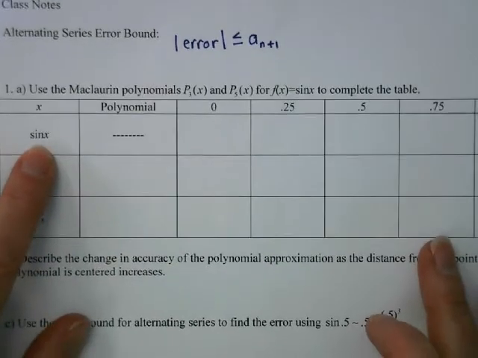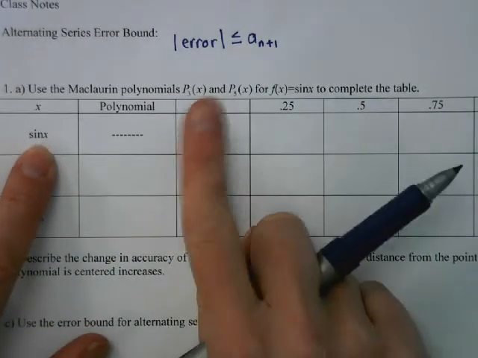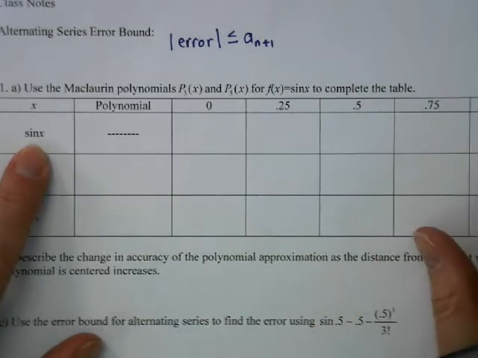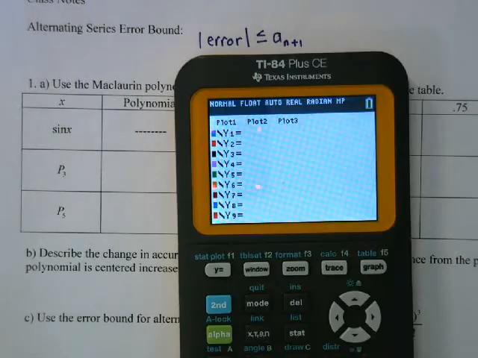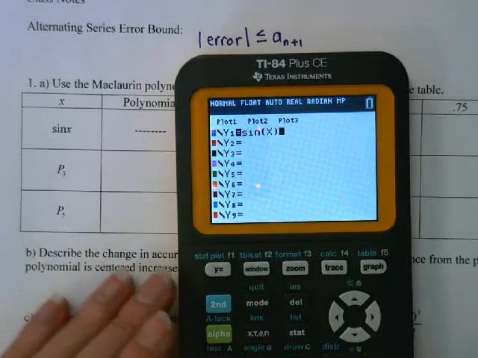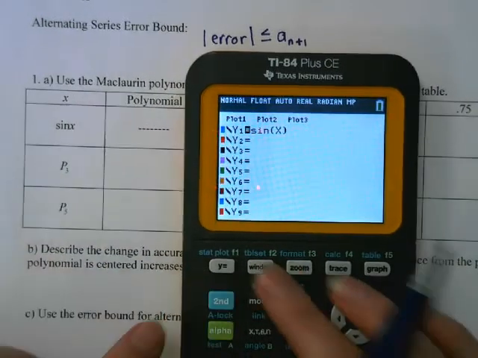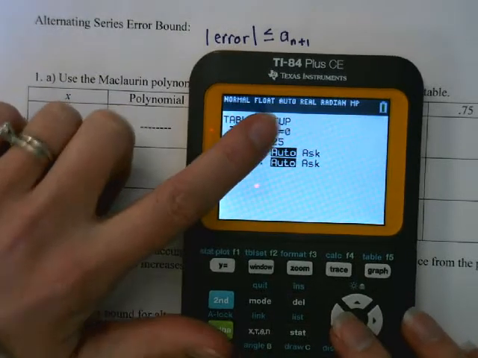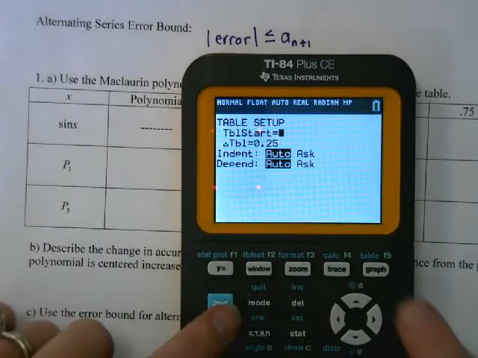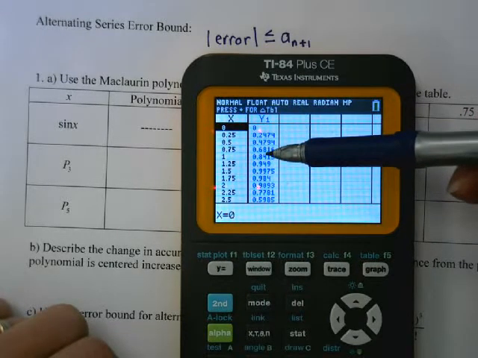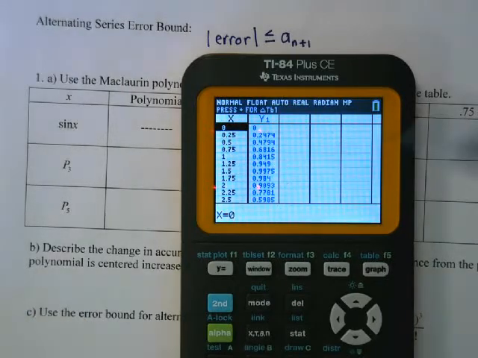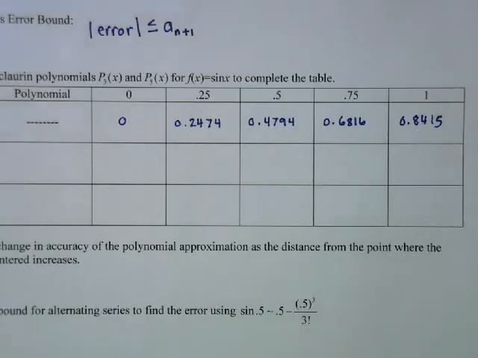So first thing I'm going to do is find sine of x, and then I'm going to evaluate it at 0, 0.25, 0.5, 0.75, and 1. So I'm going to use the calculator to do this. I'm going to put sine of x in my y equals, and then I'm going to use the table. If I go to second table set, I'm going to start at 0, and I want to go up by 0.25. Now if I go to the table, we have the values at 0, 0.25, 0.5, 0.75, and 1, and we're going to put those in our notes. Okay, so those are the actual values for sine of x.